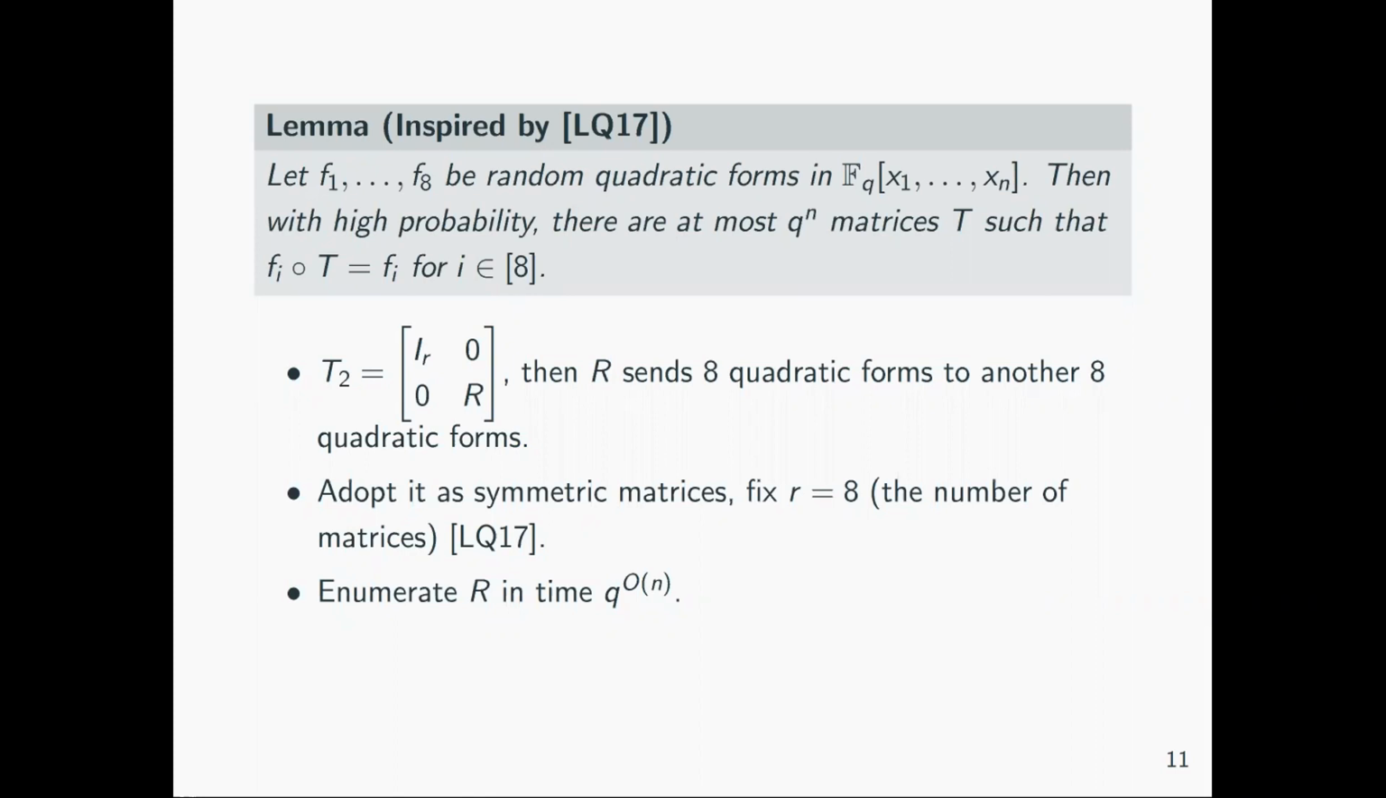Inspired by Li and Qiao, we have the following lemma. If F1 to F8 are random quadratic forms in F_q, then with high probability, there are at most q to the n matrices T such that T sends Fi to Gi for i from 1 to 8. We adopt it as symmetric matrices if we fix R equal to 8. So because of this lemma, we can enumerate R in time q to the O(n).